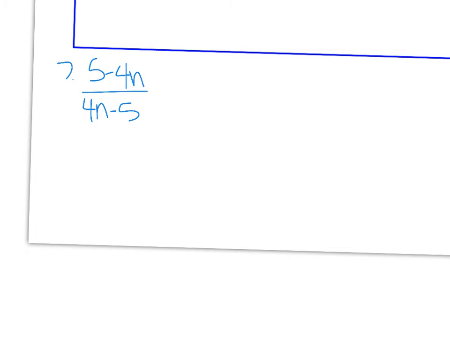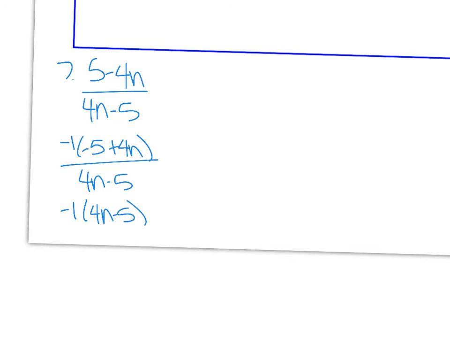So pick one of your factors. Let's just stick with the numerator. Let's factor a negative 1 out of the numerator. When you factor out a negative 1, it just changes the signs. So this is going to be a negative 5, and this is going to be a plus 4n. My denominator, we're going to leave the same. We want it to stay the same. So then, in my numerator, if I flip that around, I would have 4n minus 5, and my denominator still has 4n minus 5.